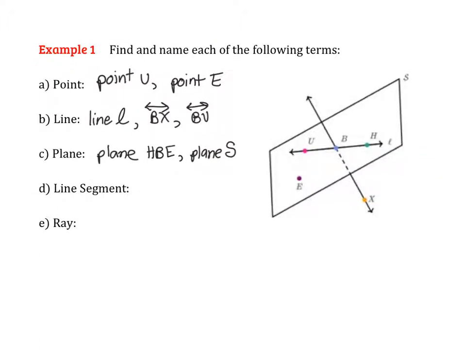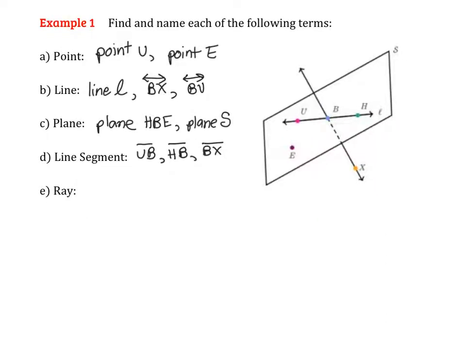Now let's find a line segment. A line segment, remember, has two endpoints. I can name this segment. I could say line segment UB with the symbol that matches what it is, or I could say line segment BU. I could also use this as my line segment, line segment HB. Or I could even name this as my line segment, line segment BX. But remember, you do need to use two endpoints to name the segment. One thing to note is that BX can be a segment or it could describe the entire line, so make sure you have the correct symbol above.